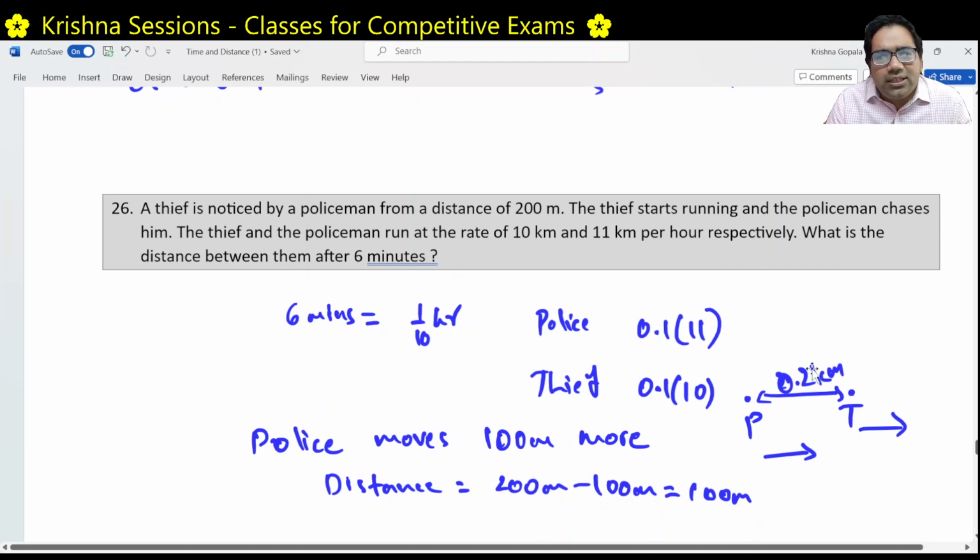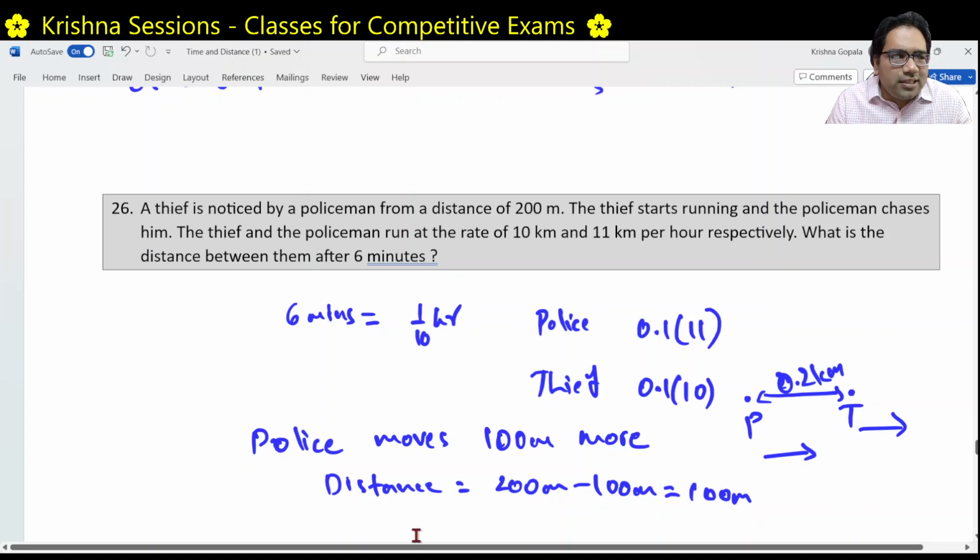What does that mean? Initially, they were separated by 200 meters. Now the distance reduces because he has traveled 100 meters more. The distance between them is 100 meters. If he travels for 6 more minutes, then he will catch him.